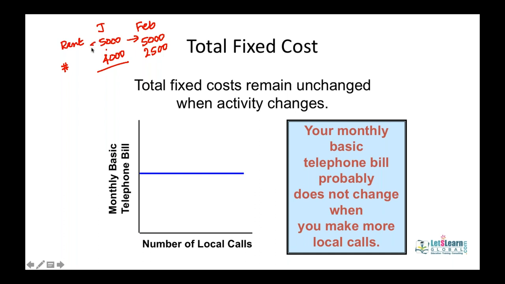Fixed cost as an amount is constant. But fixed cost, when you calculate per unit, $5,000 divided by 4,000, is $1.25 per unit. Fixed cost in the month of February, $5,000 divided by 2,500 units, is $2. So what we understand here is fixed cost per unit is variable, but fixed cost as an amount is fixed.